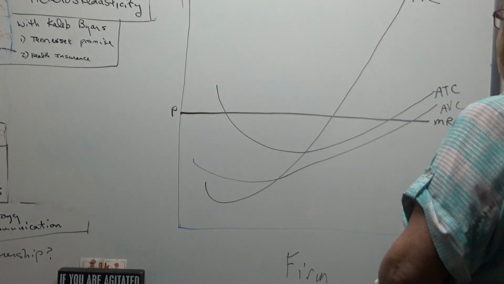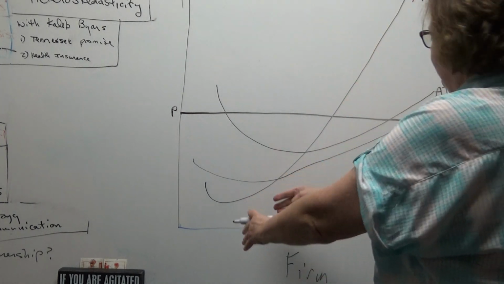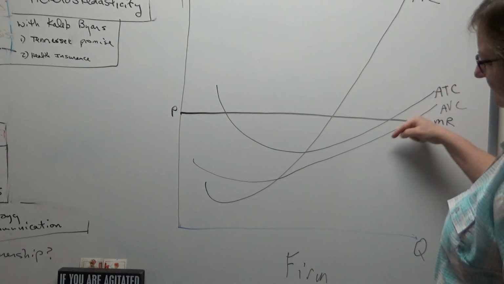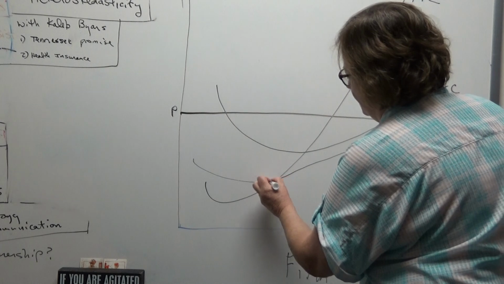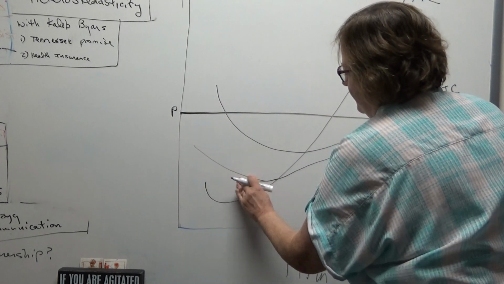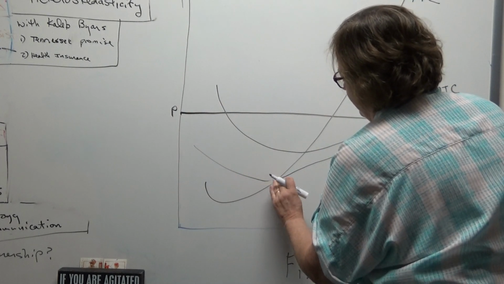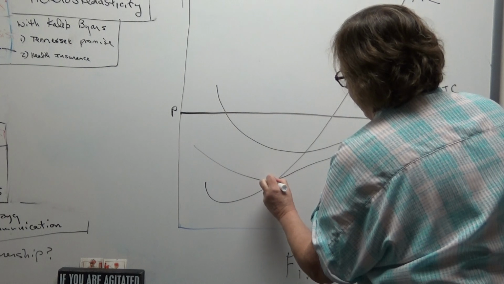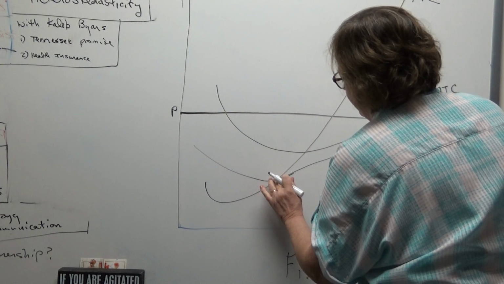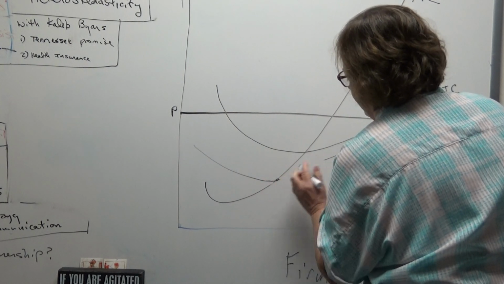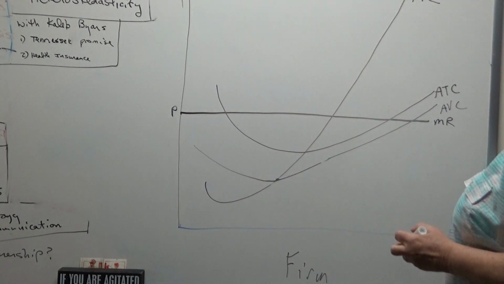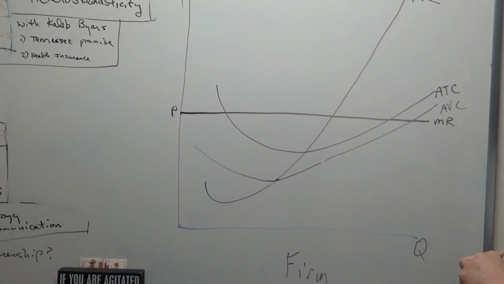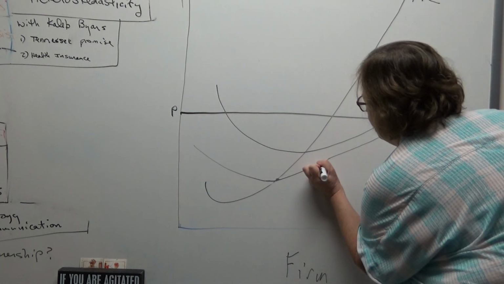Okay, so we have marginal cost, average total cost, average variable cost, which should be a nice little curve that has its low point there. That looks better. Anyway, what we're going to look at now is where the quantity should be.